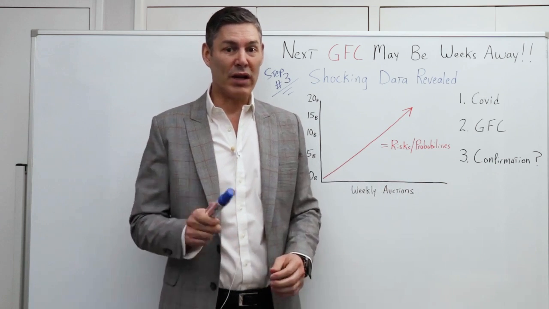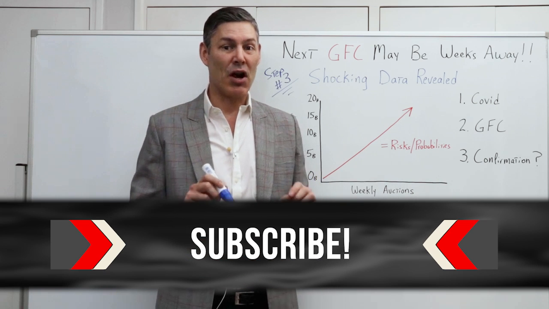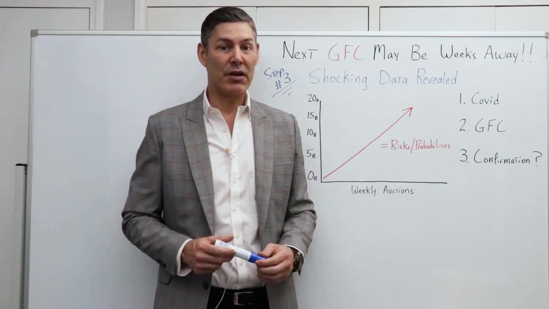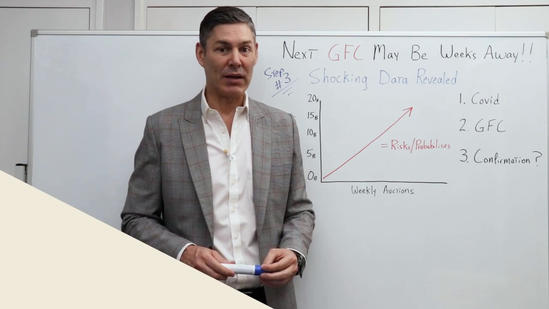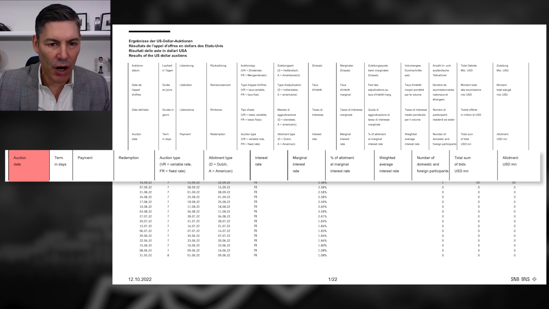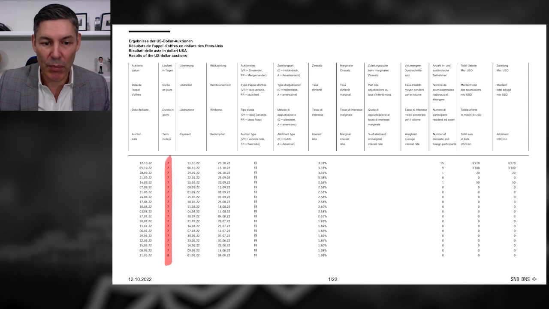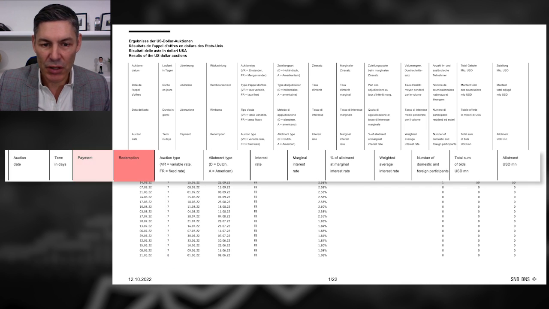So let's go right to the internet, like we said, and see what the specific numbers are telling us from the Swiss National Bank. Okay, here we are, and we can start off by seeing the auction date, the term in days. So earlier I was saying 2 weeks or a month. Looks like they're mostly 7-day, 1-week repos. The payment, redemption, auction type, the interest rate, which I think is interesting.